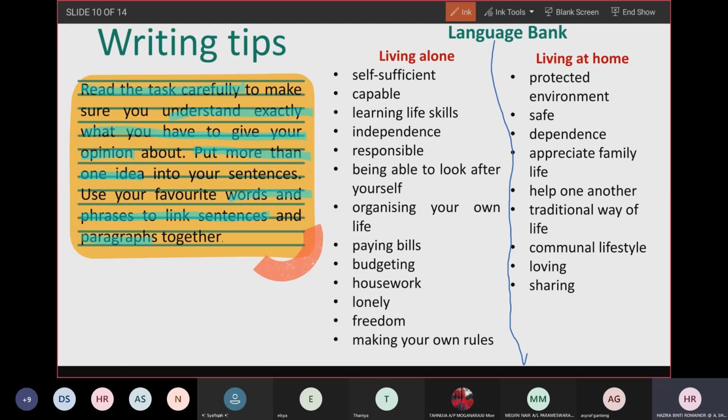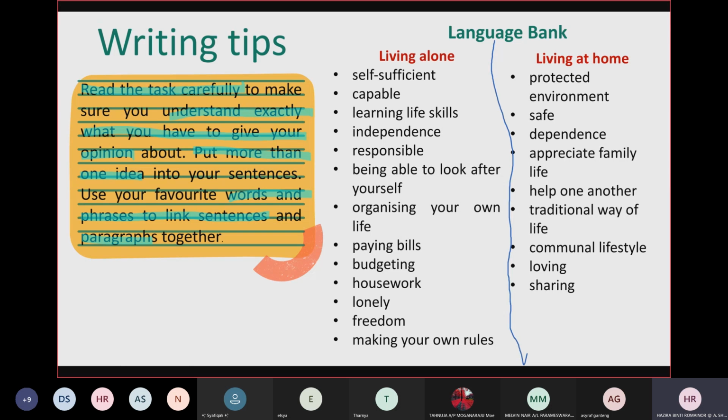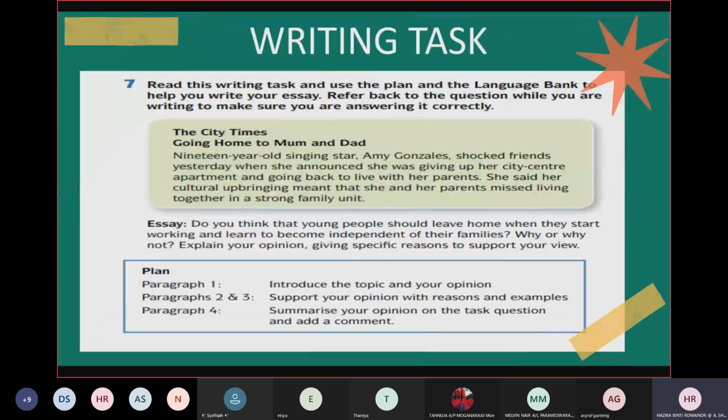So it's up to you whether you want to live alone or live at home. That one you have to answer in your essay. So what is the question? This is the question. Read this writing task and use the plan and the language bank to help you write your essay. Refer back to the question while you are writing to make sure you are answering it correctly.